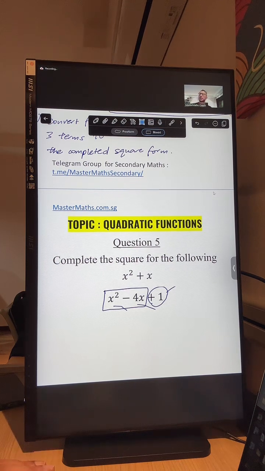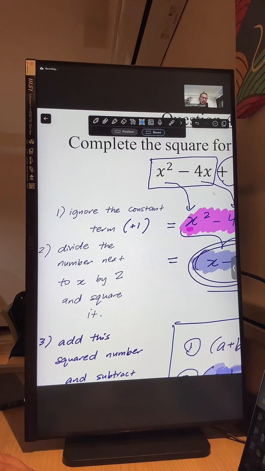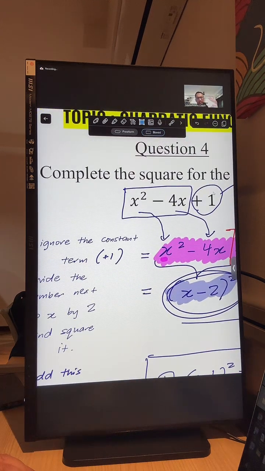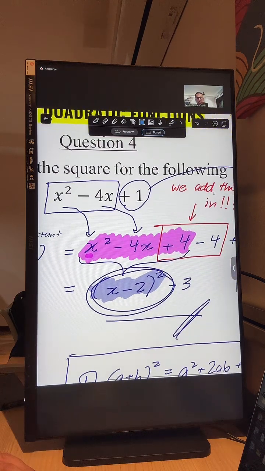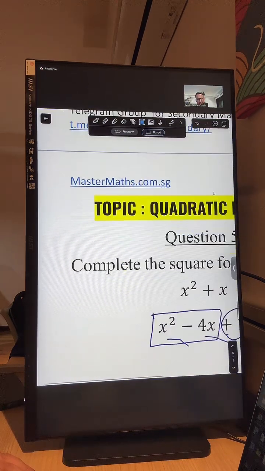Okay, guys, can you see the difference? I think it's quite obvious. The first one is x squared plus x. The second one is x squared minus 4x plus 1. So obviously, in question 5 here, we do not have that constant term. So when we don't have the constant term, is there anything to ignore? Obviously, there's nothing to ignore. But if there is a constant term, then we ignore the constant term. Remember what I said, we ignore the constant term, the plus 1. We go straight to the number in front of the x, the minus 4. We divide by 2, we square, and then we add and then we subtract that, which is what we did here, plus 4 minus 4. We add this in, very important. So for this question here, nothing to ignore.